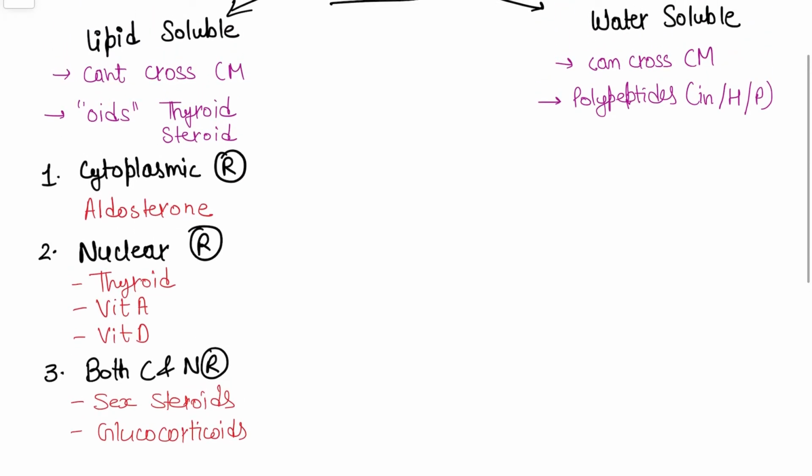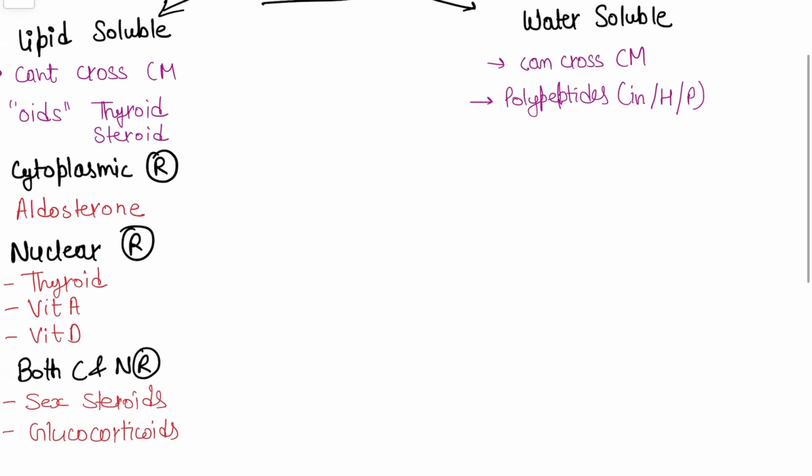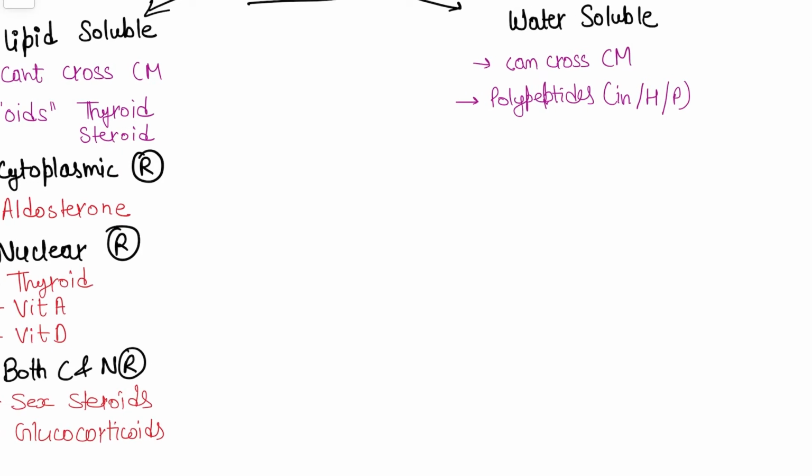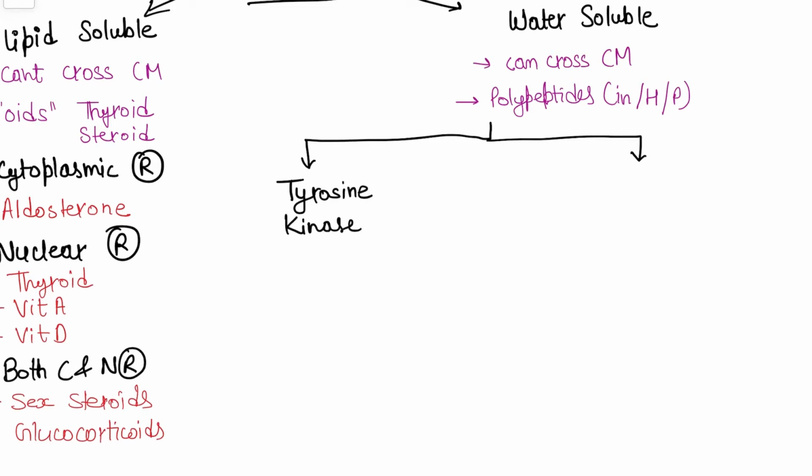Now we will study water soluble hormones. Mainly water soluble hormones have two types of receptors. One is tyrosine kinase, second is G protein coupled receptor, GPCR. I'm writing in short form so that you can make nice notes.